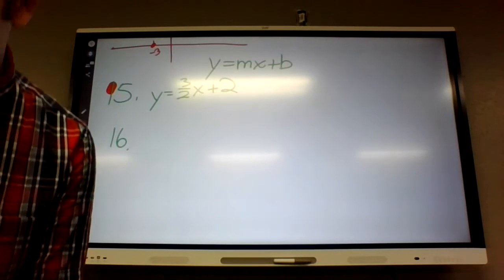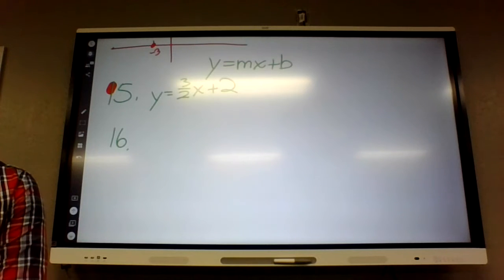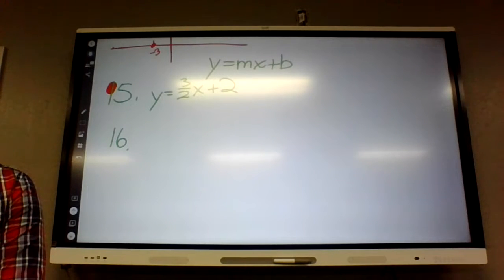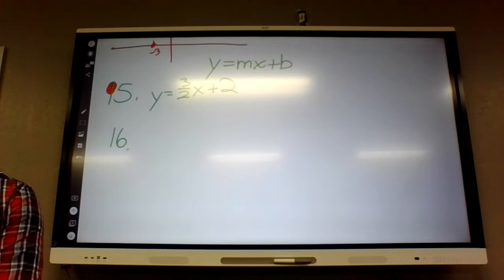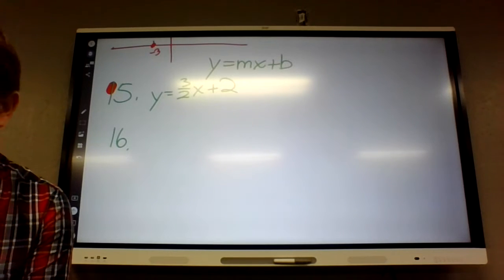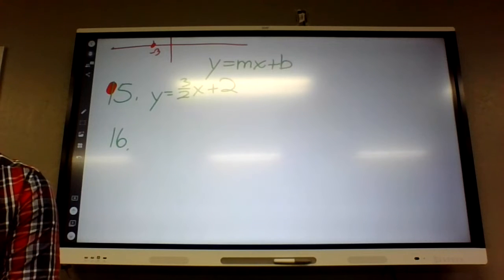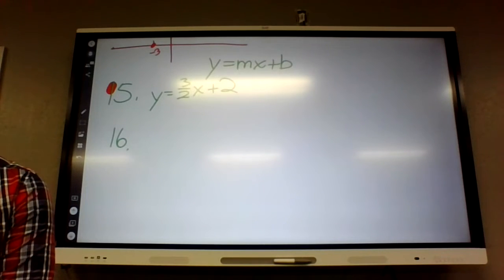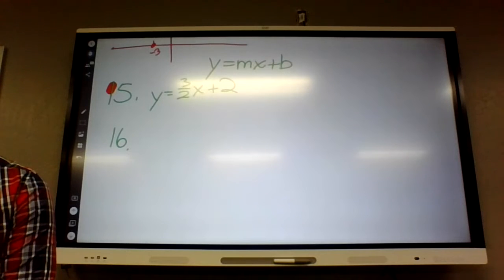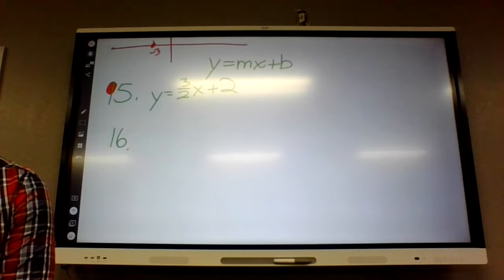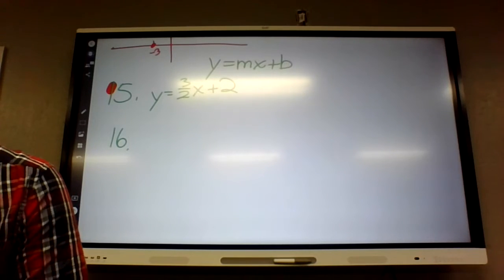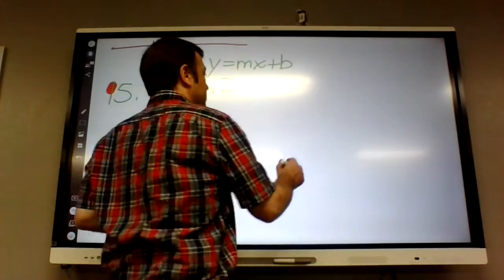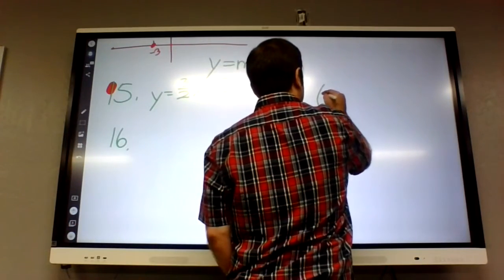Okay, 16. For every two boxes it moves with the x-axis, it goes up with the y. Can you guys identify a point? There's only 2 points that work on this one. Can you identify a point that the line goes through? 2, 3, and 4, negative 4. Yes, that was correct. It goes through the line.